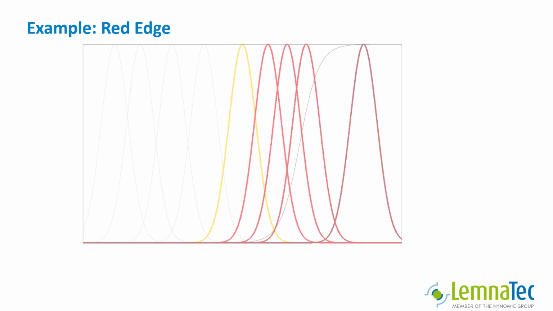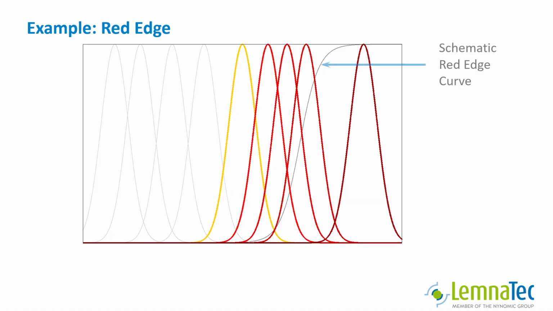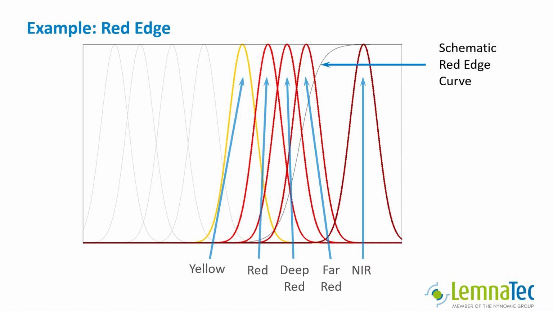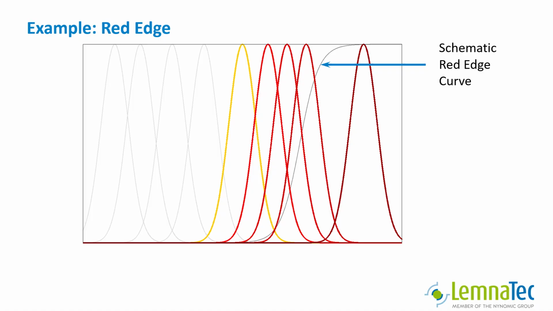The final example is more qualitative. We have usually 4 or 5 light sources around the red edge: NIR, far red, deep red, red, and maybe yellow. You can use these to assess the curve at the red edge qualitatively.